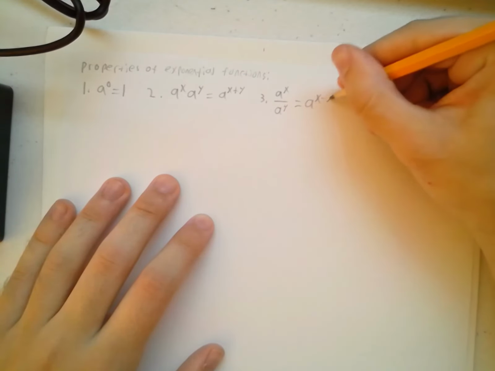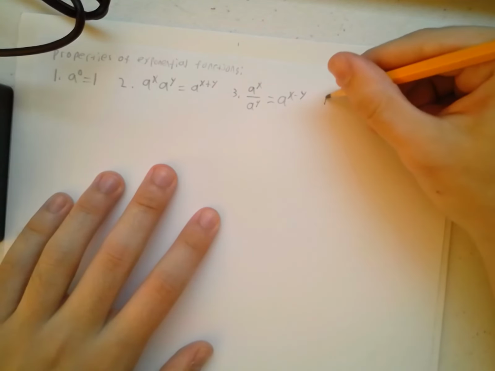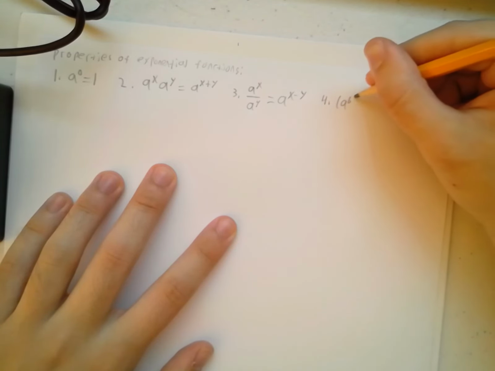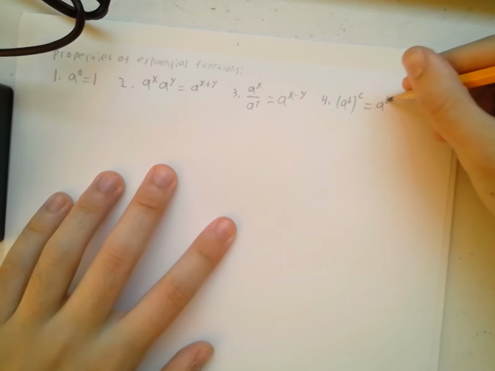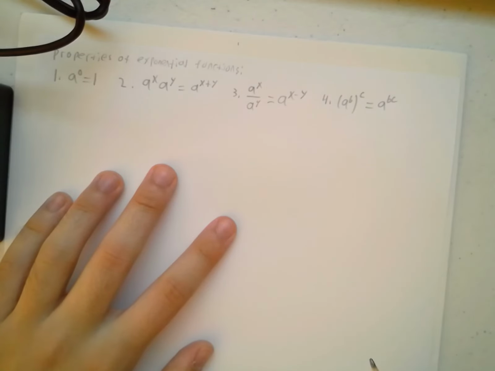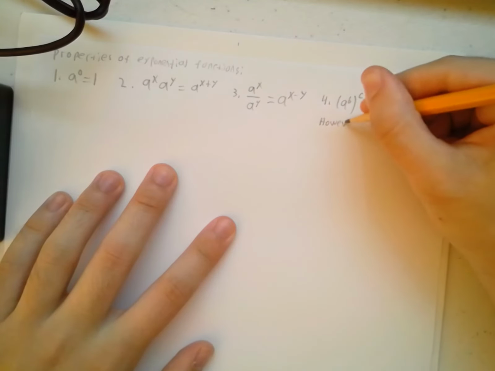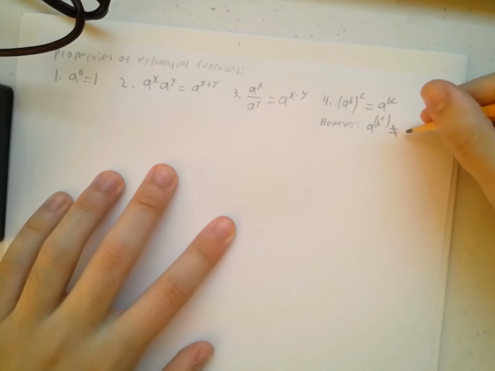And then the last property that we're going to use is that if we have some exponential function and we raise it to some power, then we get a to the b times c. Just a word of warning with this property, if we put the parentheses the other way, then this is no longer true in general. So be careful of that. Make sure that it really is this top one that you're using.